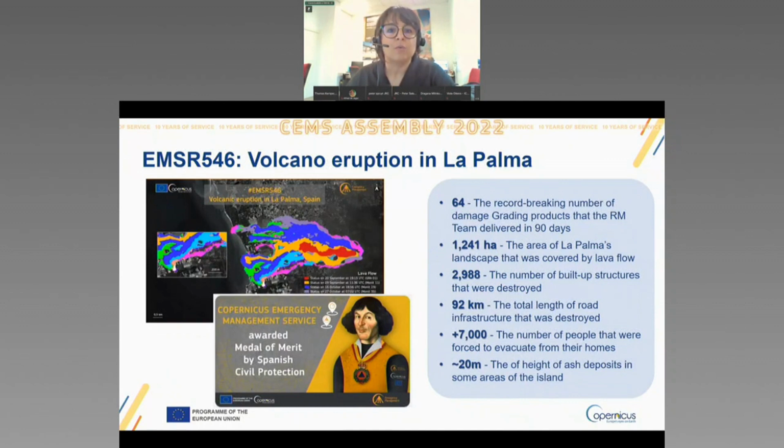So at the end, 64 was the record-breaking number of damage-grading products that the rapid mapping team delivered in 90 days. It was the first time that the rapid mapping team worked on such a long monitoring, 3 months of monitoring over the same event.